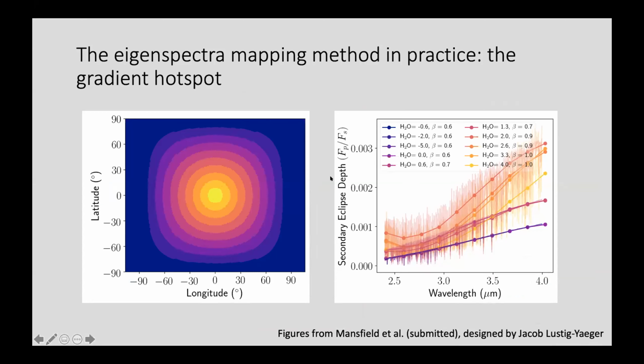So basically what this is, it's a hotspot that's centered at the substellar point, which is at 0 degrees in latitude and longitude here. And then there's concentric circles of spectra around that are decreasingly colder and colder until you get all the way to the limb of the planet, which has the coolest spectrum.